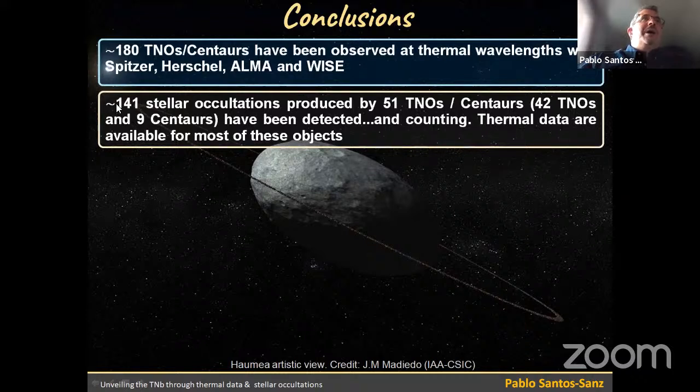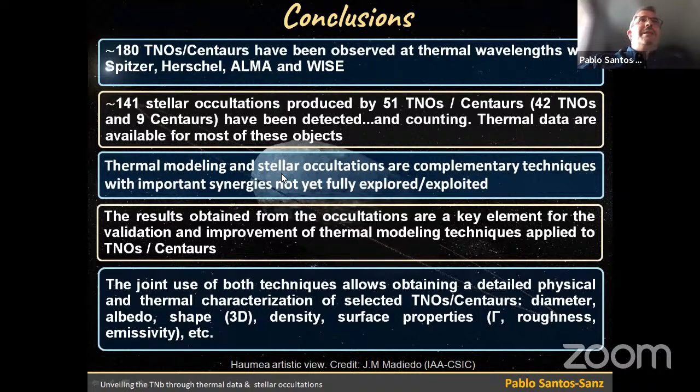We have observed 140 stellar occultations produced by 51 TNOs and centaurs, and counting. And we have thermal data for most of these objects. The thermal modeling and the stellar occultation, as we have seen, are complementary techniques with important synergies not yet fully explored or exploited. There is a lot of work to do with the thermal data and occultations we have.